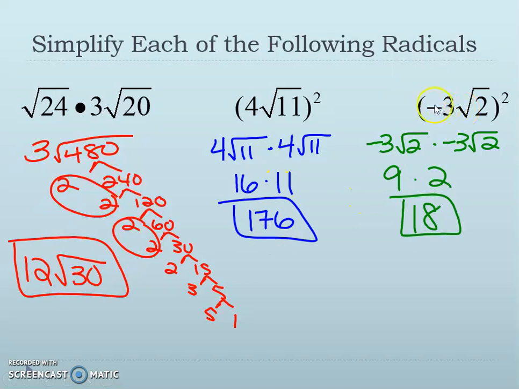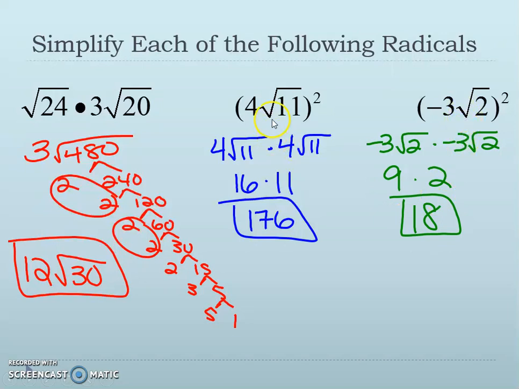Look here. Negative 3 radical 2 times negative 3 radical 2. That's how you do negative 3 radical 2 squared. So negative 3 times negative 3 is positive 9. Radical 2 times radical 2 is just 2. If you put just this part on the calculator, radical 2 times radical 2, you get 2. So 9 times 2 is 18. So 18 is actually the answer.